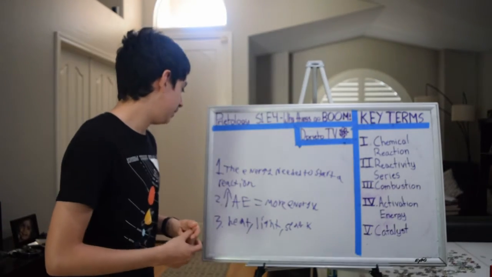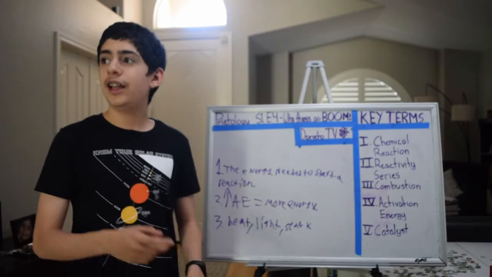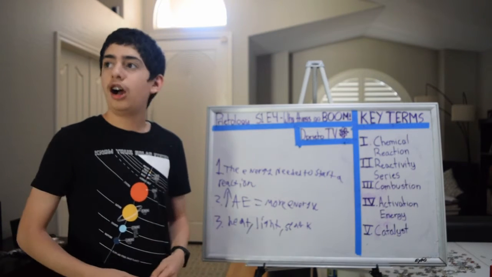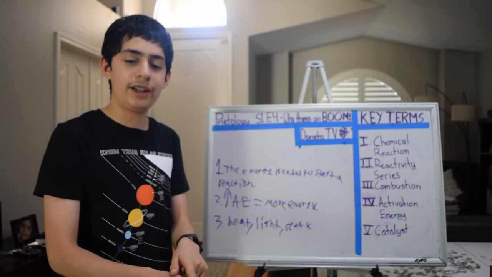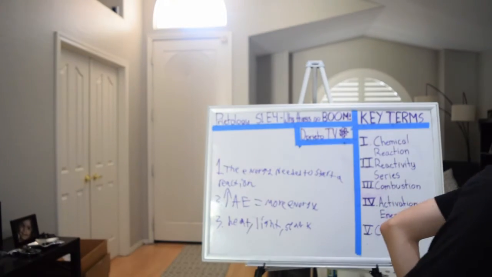Some sources of activation energy that probably occur in real life are heat, like to start a fire, some people just rub wood together. Light, you could use light from the sun and a magnifying glass to set a piece of paper on fire, or a spark like in lighters.